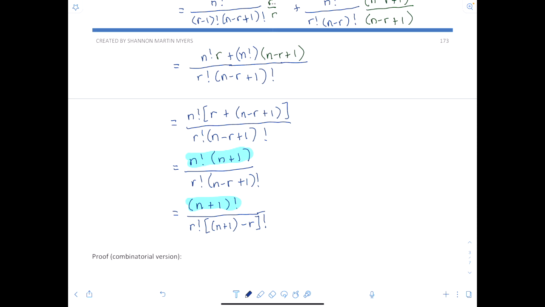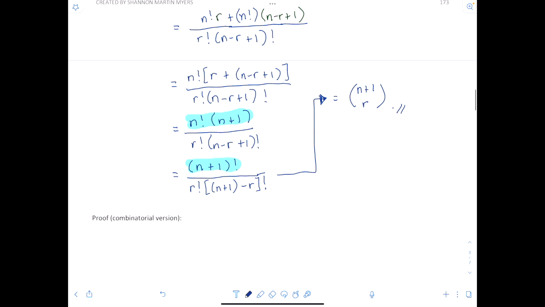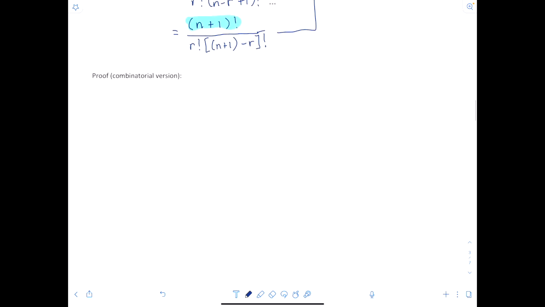All right. So now, n plus 1 choose r. And that's what we were supposed to prove. Cool, cool? All right, so now if we were to take a look at the combinatorial version of this proof, then it looks a little bit different.